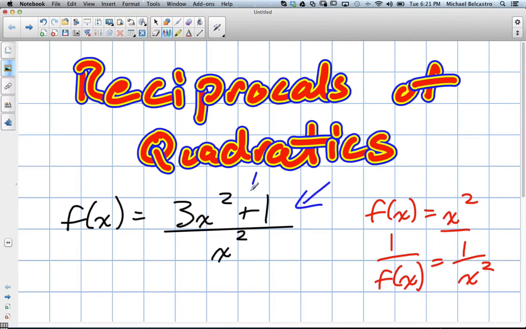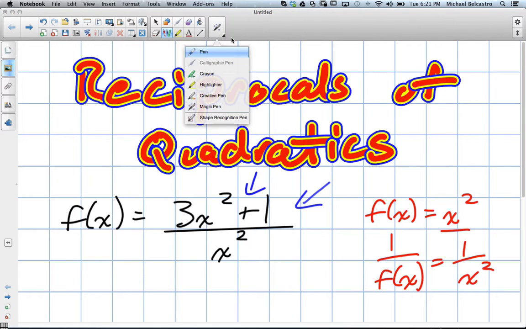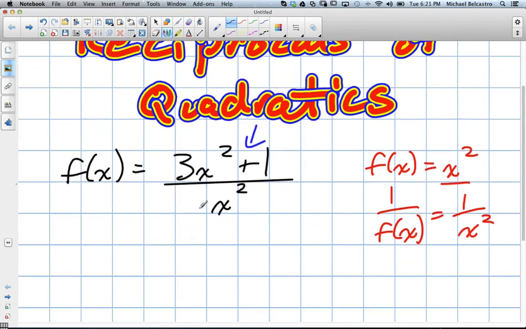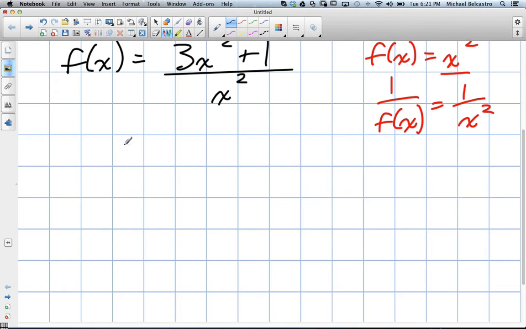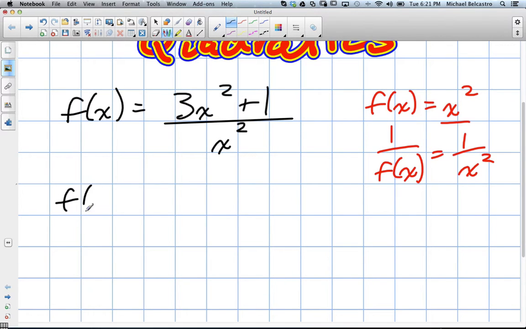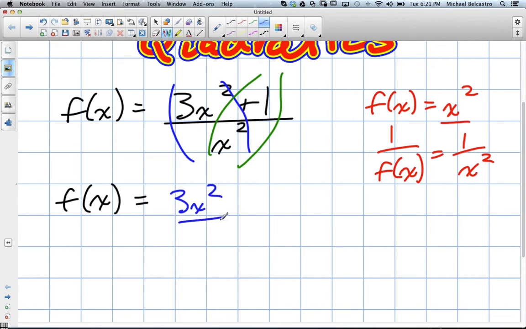What we're going to do is split our numerator here into a more basic fractional addition question. When I say that, what I mean is we're going to take f(x) is equal to the first pairing, put them together, and then the second pairing and put them together. Because this can be rewritten as 3x squared over x squared, plus 1 over x squared.